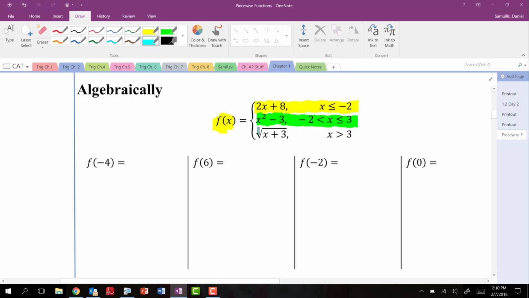I'm going to go ahead and color code this. You don't have this in your handout that I'm going to give you, but that's what you need to understand. And I know I did the top one in yellow when I named the f of x in yellow.